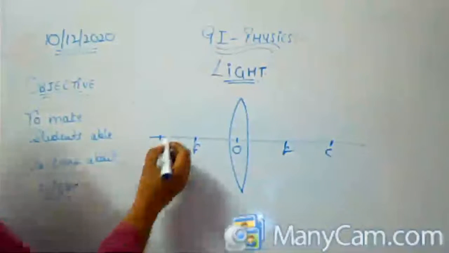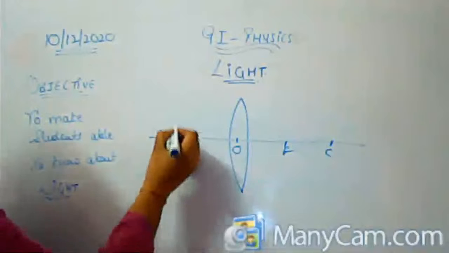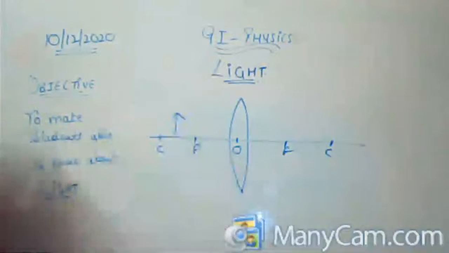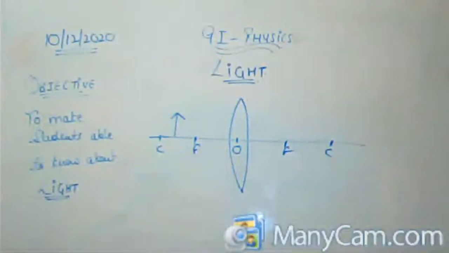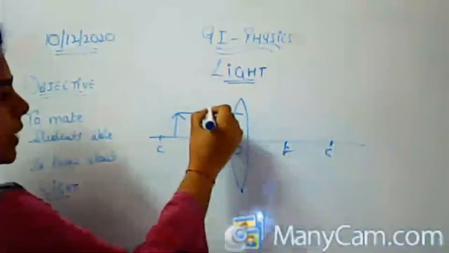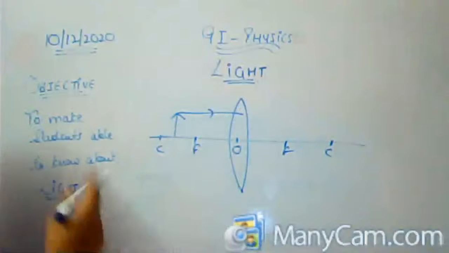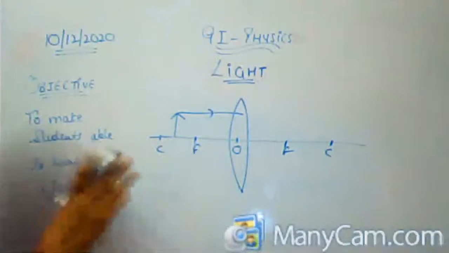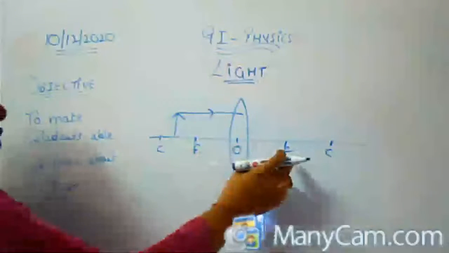Okay, now the case is that when you have the object between C and F, now see what is going to happen. Let's say first it is going straight parallel. Now it will pass through focus. Because it is a lens, it will strike through this focus.